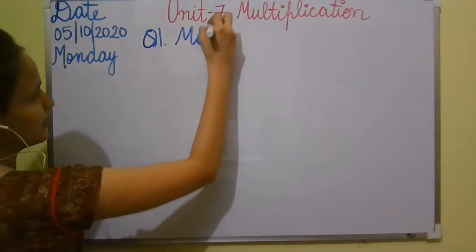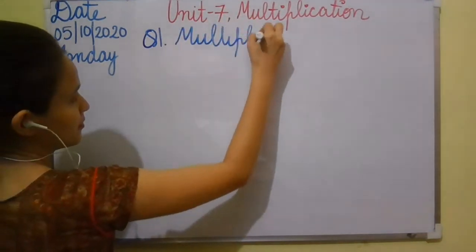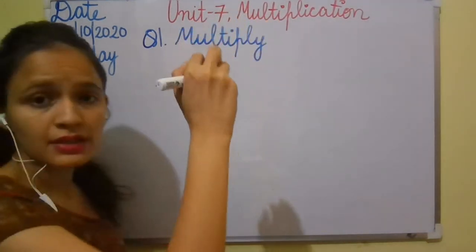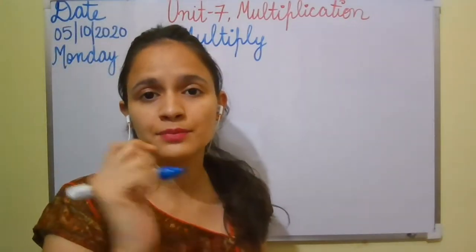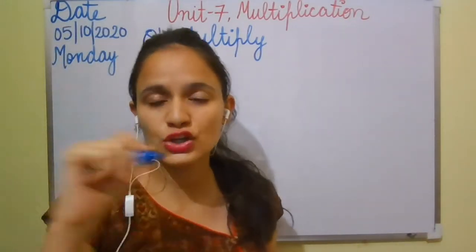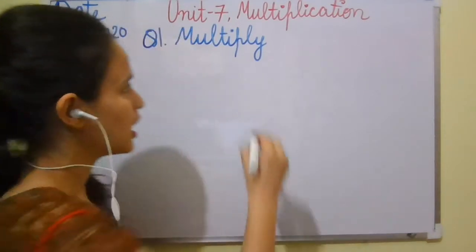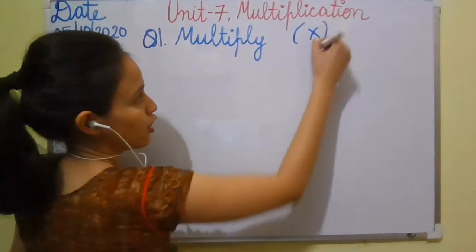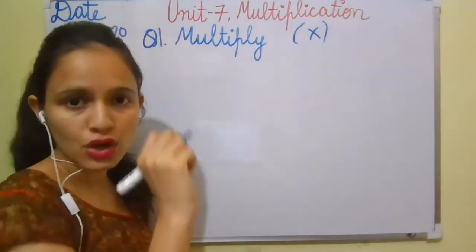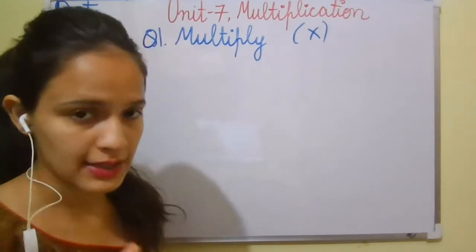Okay, multiply. As all of us know, the symbol for multiplication is cross, or x. So this is the symbol for multiplication, cross. Never forget that. So let's take the first sum.